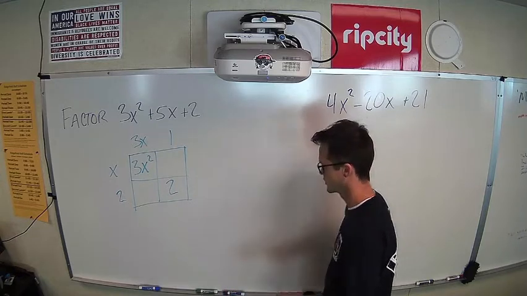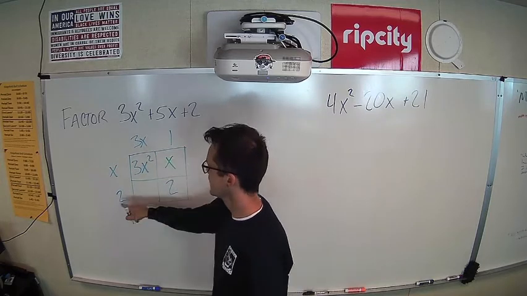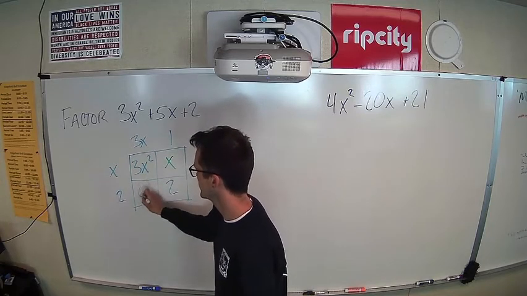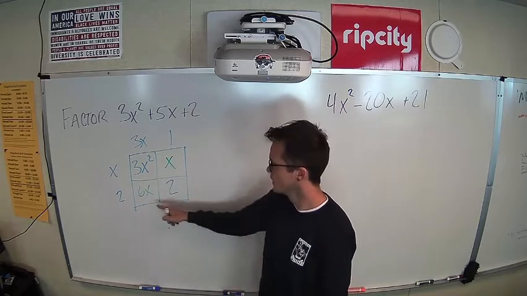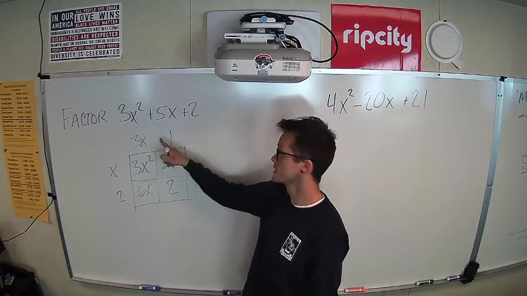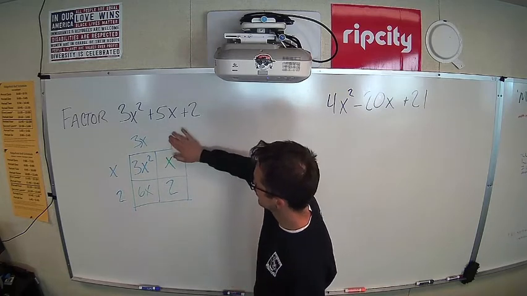I'll change colors. Let's go green. x times 1 is x. 3x times 2 is 6x. Oh, yikes. I didn't get it right, because 6x plus 1x is not 5x. So this is not the correct solution here.